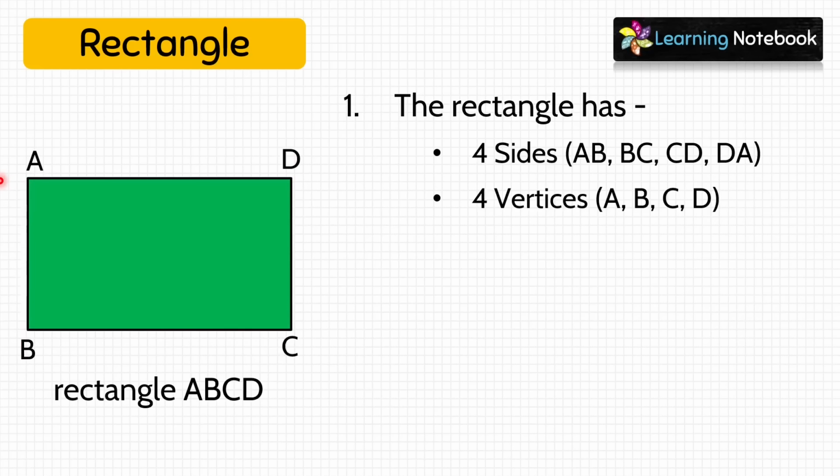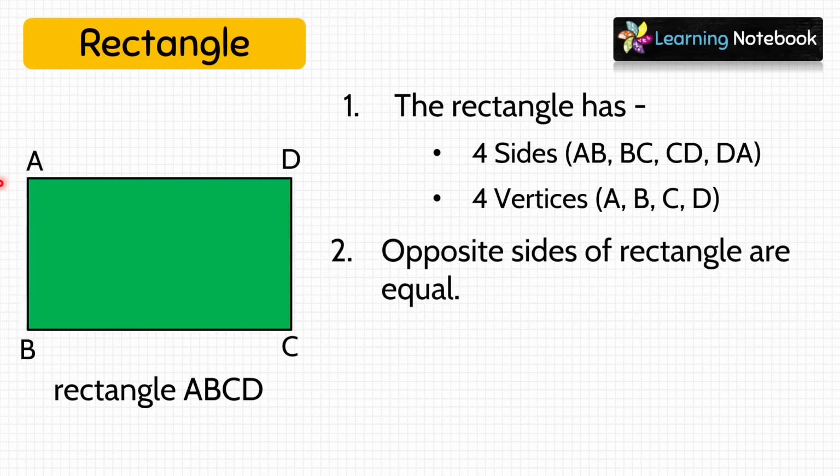But students, important point here to notice is that opposite sides of a rectangle are always equal. So in this rectangle, AB equal to CD and BC equal to AD. So this is all about rectangle.